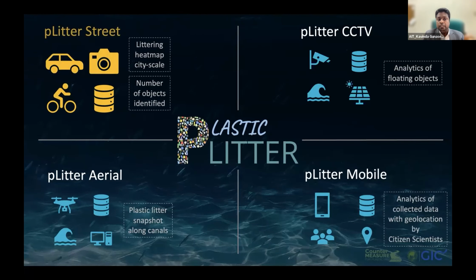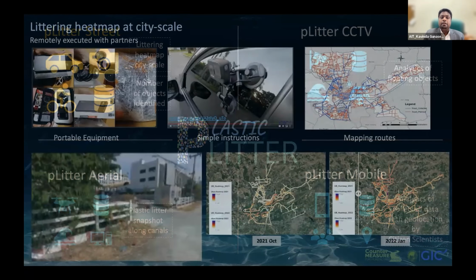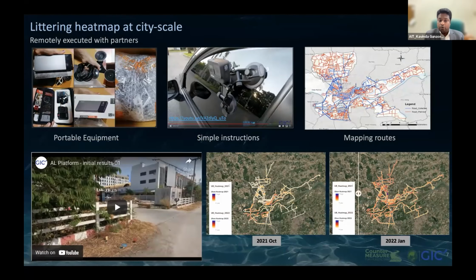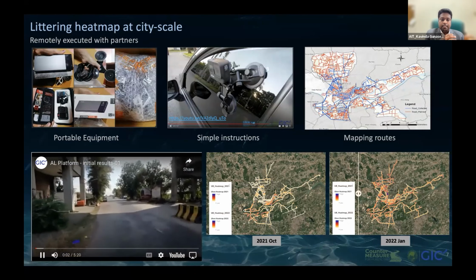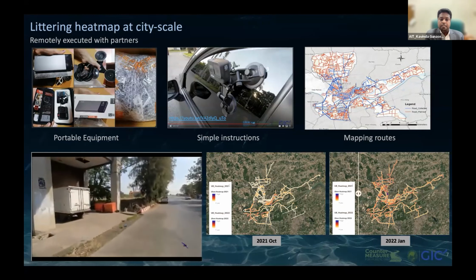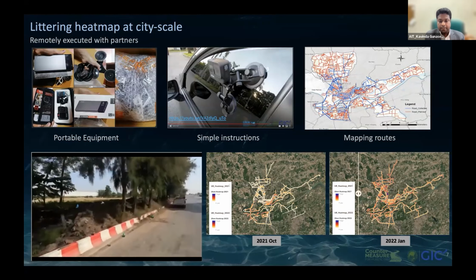Let me quickly go through the PLITA Street component. We are executing this work remotely with our partners in the countermeasure project. We make a package of portable equipment and send it by post. And we have simple instructions in a video guide on how they can fix it to a camera. Then if they are thinking about developing a litter heat map for the city, they can deploy it together with the mapping routes. And you can see in this video, these are the items you can see when the vehicle is moving. These highlighted items are the litter identified along the street.